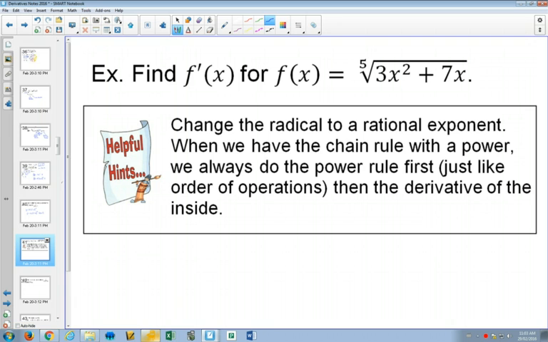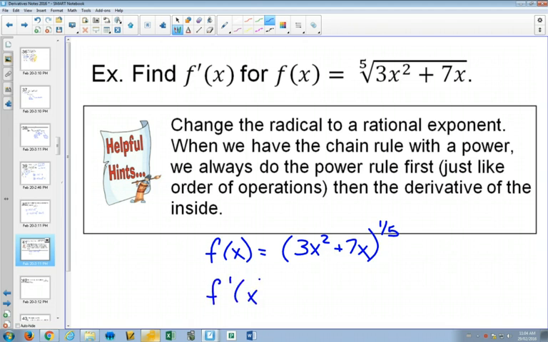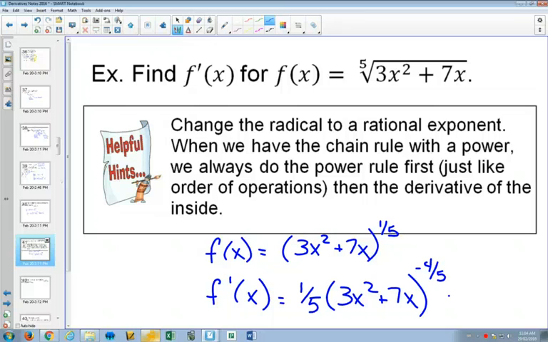So just like we did before with radicals, we'll take the time to first change this to an exponent. A fifth root is the same as the power 1/5. And now we'll apply the chain rule. So I'll give you a little head start, and I'll put up the answer in a second. The 1/5 would come out in front. The inside function would stay the same. Subtract 1 from the exponent and multiply by the derivative of the inside 6x plus 7.